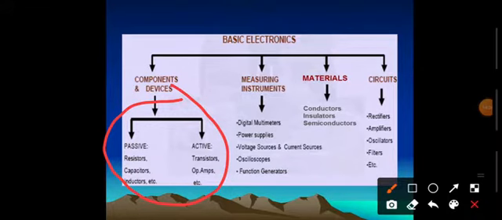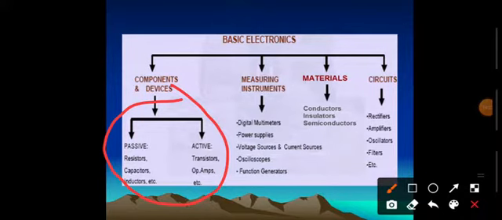Why are they called passive? Because they cannot reshape the signal, they cannot modify the signal, they cannot process the signals by themselves. That's why they are called passive components.